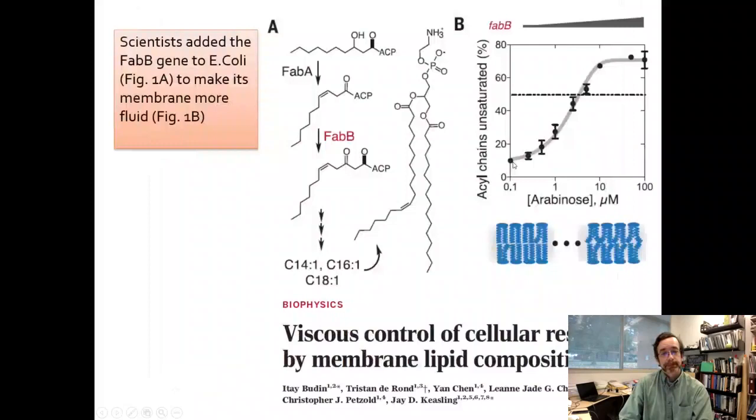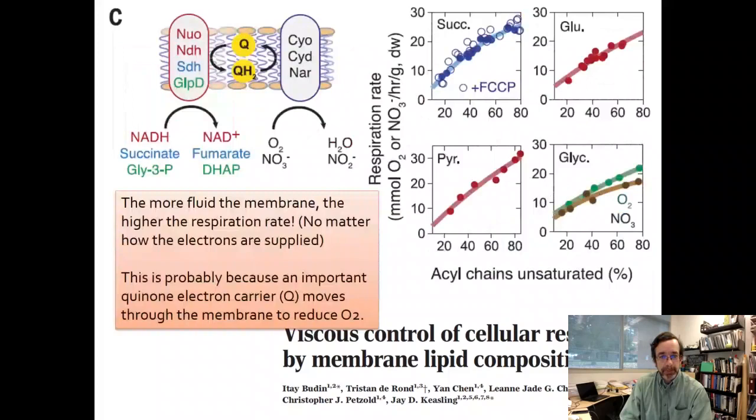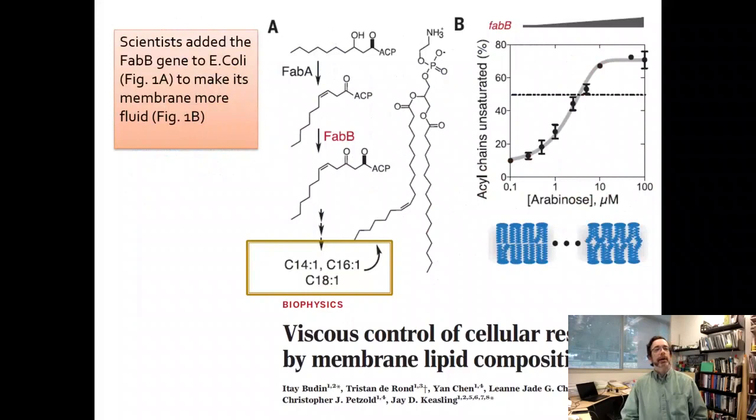And the cell actually controls this. We talked about how bacteria control their membrane fluidity by making different fatty acids. Okay, your mitochondria do the same thing. Here's a case where, and actually I gotta make sure this is mitochondria. Yeah, I'm sure this is mitochondria. Oh, well, they did this to E. coli. I'm sure that this could work in mitochondria, but I should read my own slide.